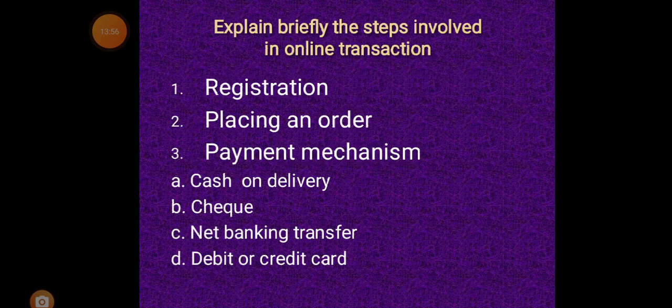Explain briefly the steps involved in online transaction. First step, registration. Second one, placing an order. Third one, payment mechanism. Under payment mechanism, again it is divided into 4 types. When you are making an online purchase, you can pay cash on delivery. After delivery, you can pay the cash or through check. And the next option is net banking transfer or by debit or credit card.